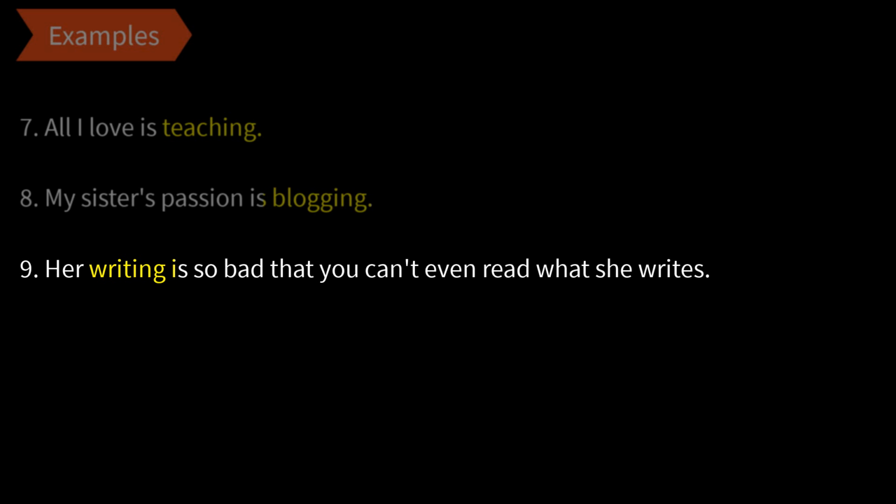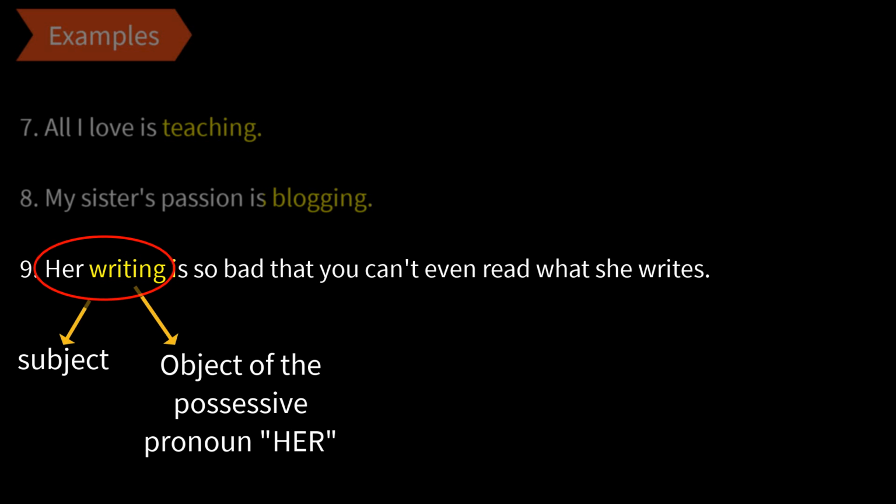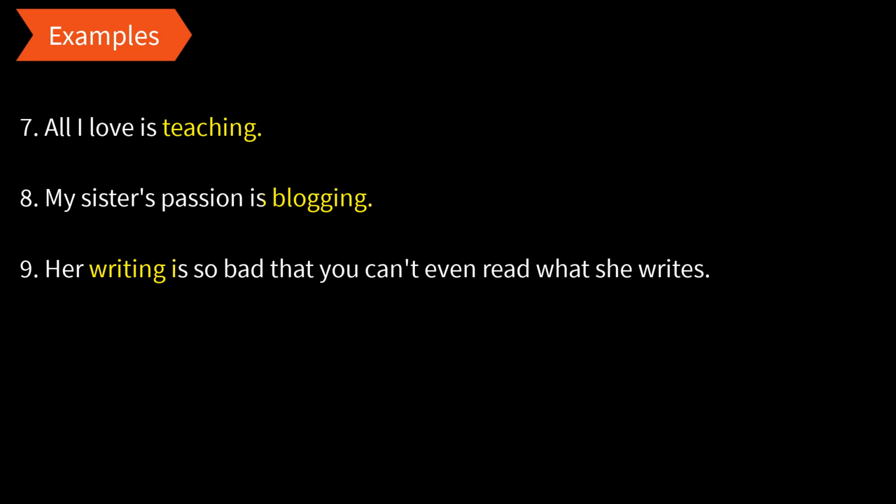So writing cannot be the action verb here. We're talking about something that is her writing. So writing is working as the object of the possessive pronoun "her." Her what? Writing. Her writing is so bad that you can't even read what she writes. So the subject of this sentence is "her writing," where writing is the object of the possessive pronoun "her." Her what? Writing. Nobody is writing here. Please understand this. We're talking about something, okay?